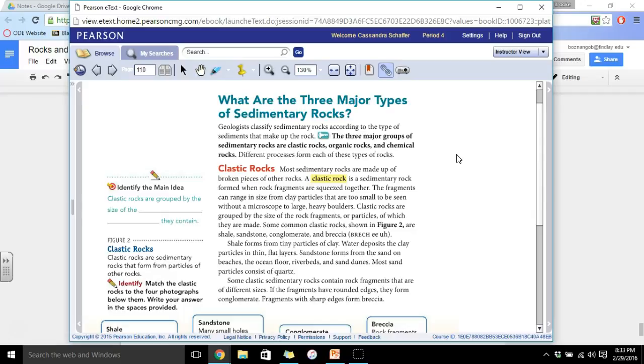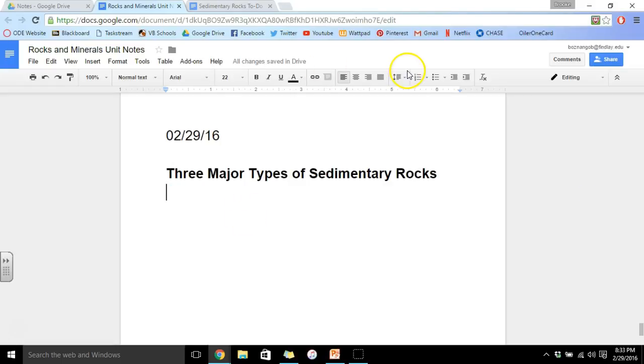Anyway, we are going to talk about clastic and organic and chemical rocks in their own little sections. So the first one here is going to be clastic rocks. So I'm going to put that in my notes just so I remember.